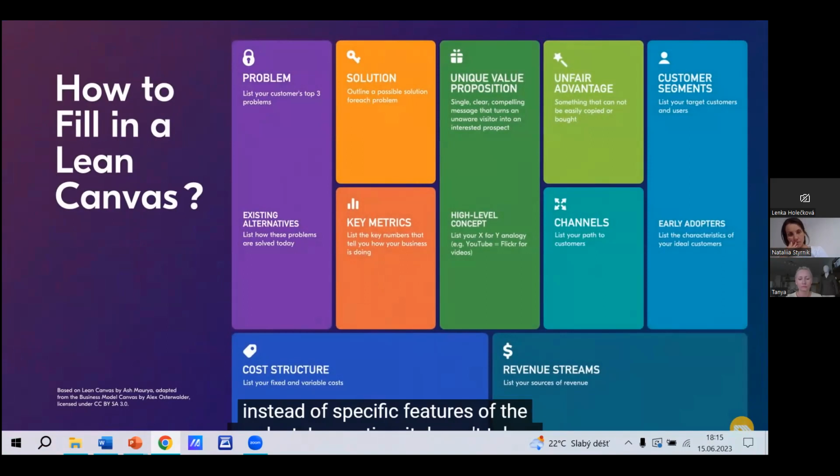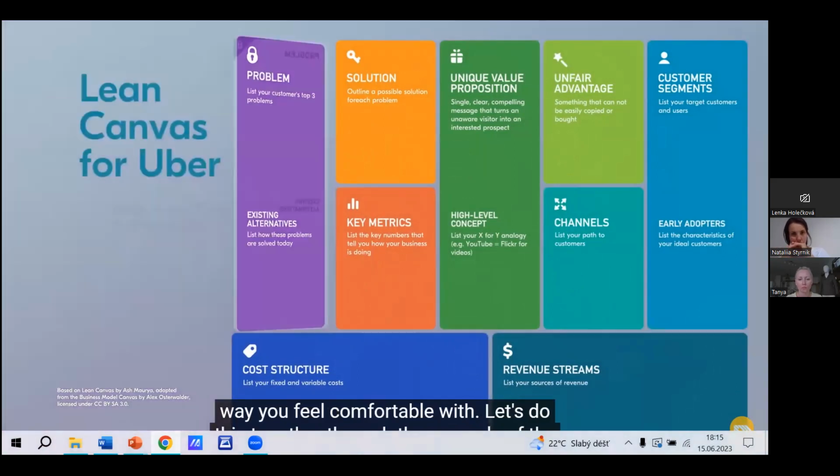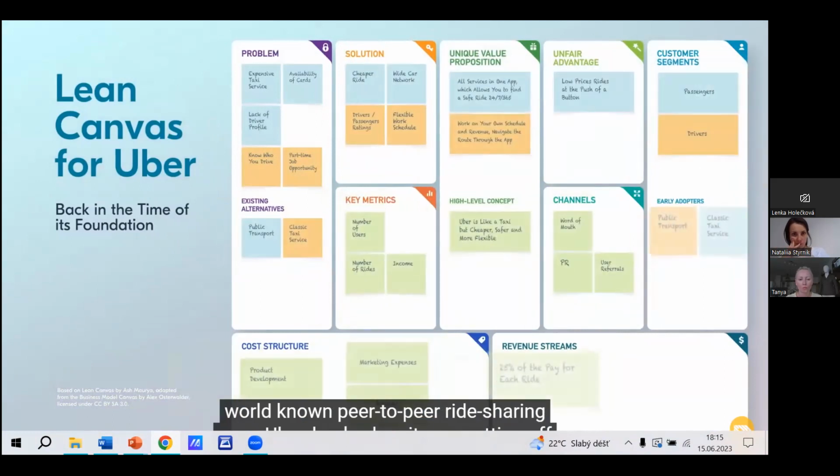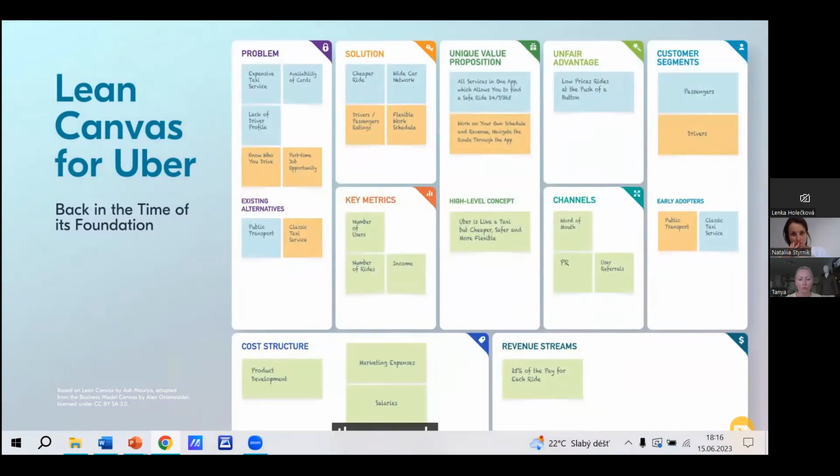In practice, it doesn't take a huge amount of time to fill in the Lean Canvas. We recommend you stick to the following order, but it's not obligatory, and you're free to choose the way you feel comfortable with. Let's do this together through the example of the world-known peer-to-peer ride-sharing app, Uber, back when it was getting off the ground.